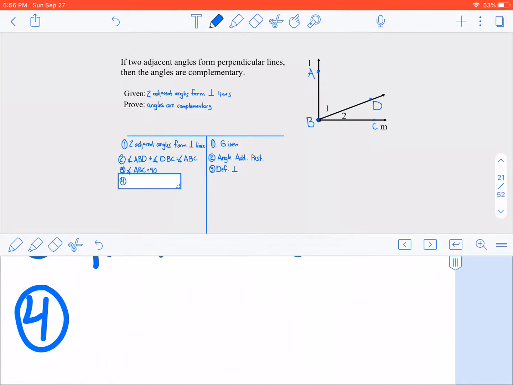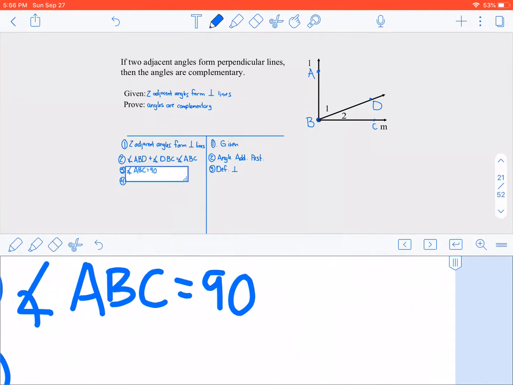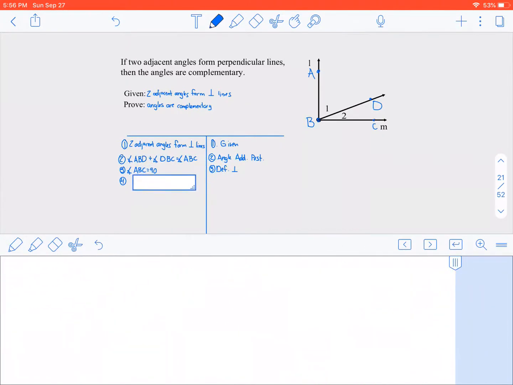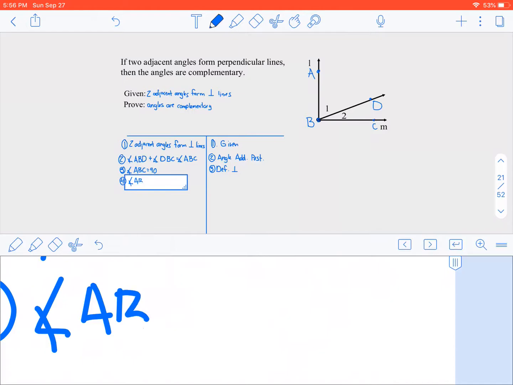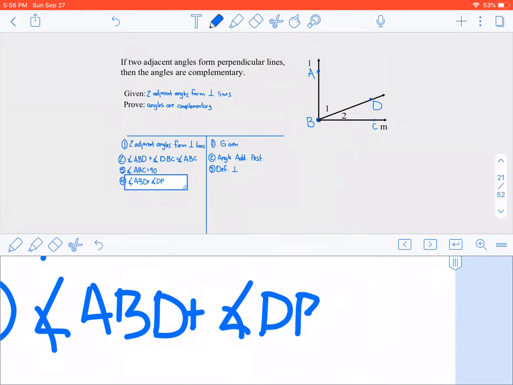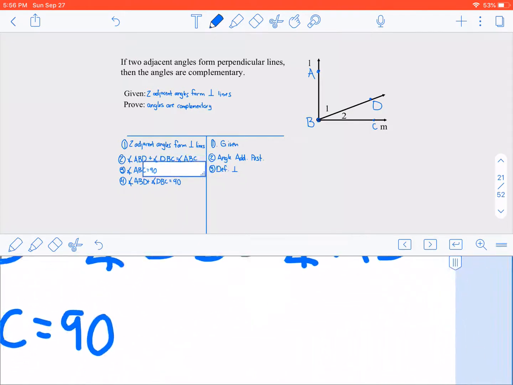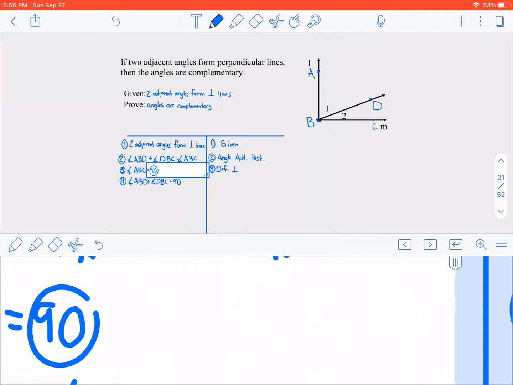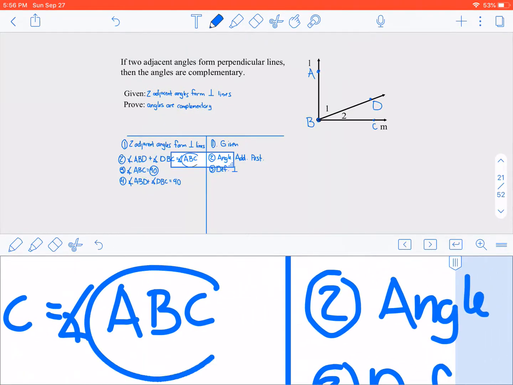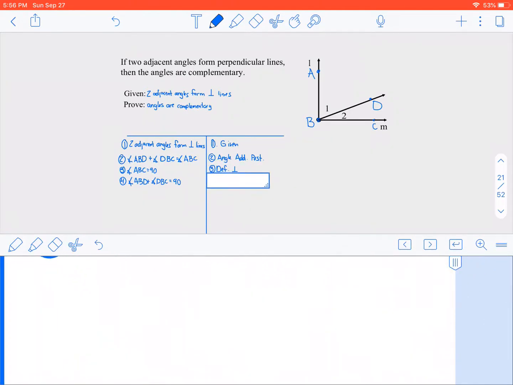So step 4 here, if angle ABC equals 90, I can plug that in for here. So I can go angle ABD plus angle DBC equals 90, because I plugged this 90 in for ABC here. So that's by substitution.